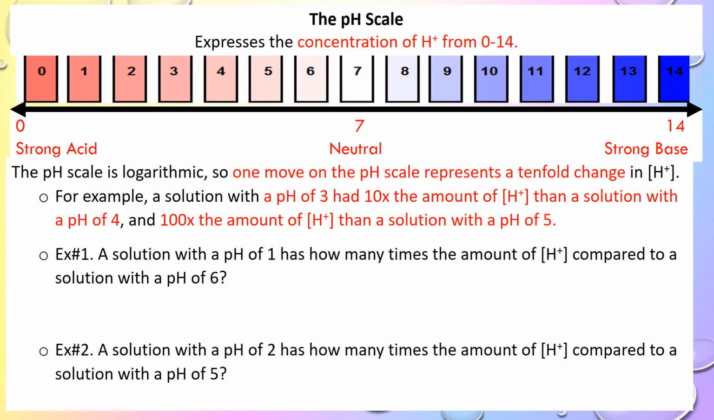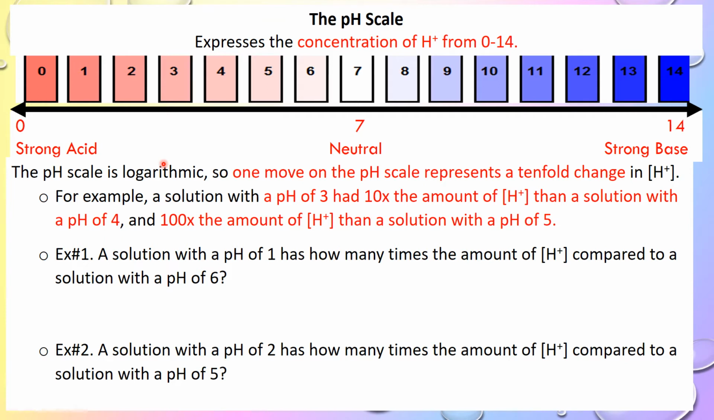Okay, so the pH scale is going to express the concentration of the hydrogen, or as we call it, hydronium ion, from 0 to 14. So like I said, if you are 0, you're going to be a very strong acid. The further that you get towards the middle, towards 7, which is a neutral substance, the less acidic you are. As you go from 7 up to 14, you're going to become more and more basic. It's going to become a stronger base once it gets up to 14.